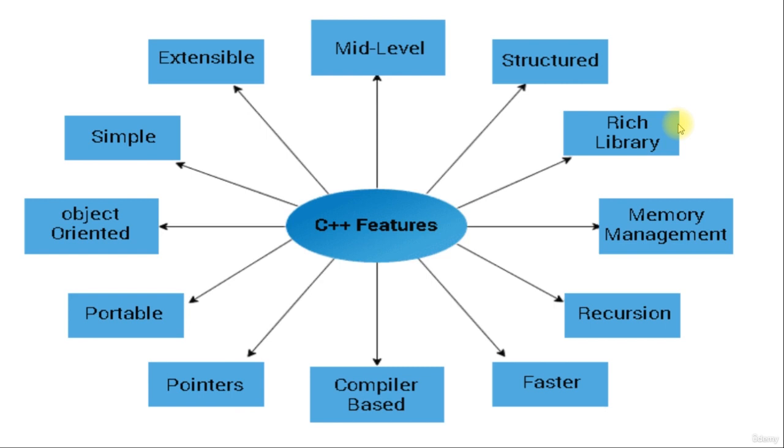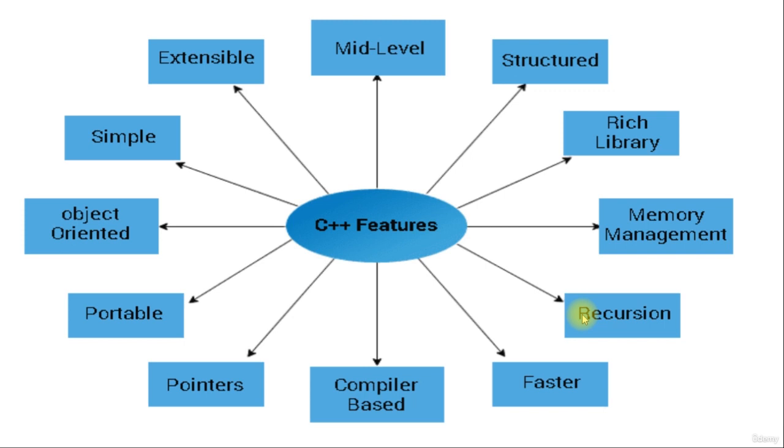And the next one we have is rich library. There are a lot of inbuilt functions that we can use, and they are already stored inside the C++ libraries. So we just have to directly import the libraries, and instead of building our core logic from scratch, we can directly import and use the functions from the libraries already available in C++. So C++ has a rich library. Next, it has very efficient memory management.